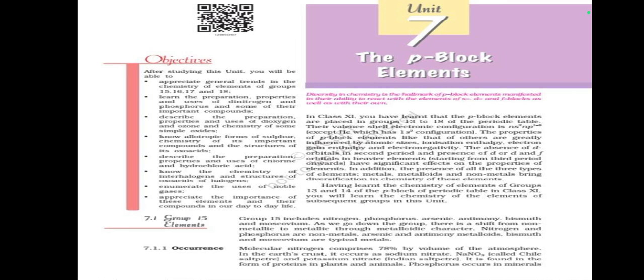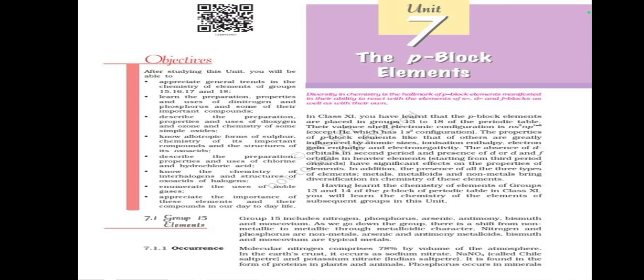The properties of p block elements, like that of others, are greatly influenced by atomic sizes, ionization enthalpy, electron gain enthalpy, and electronegativity. The absence of d orbitals in the second period and presence of d and f orbitals in heavier elements starting from the third period onwards have significant effects on the properties of elements.